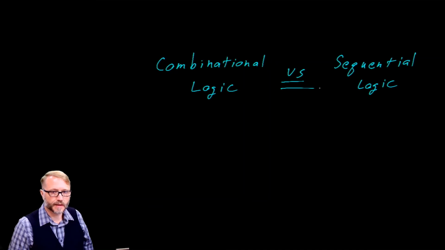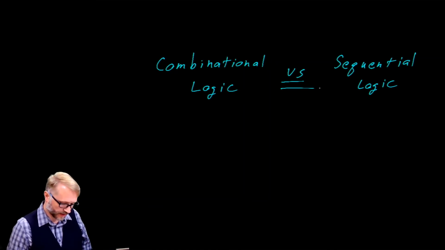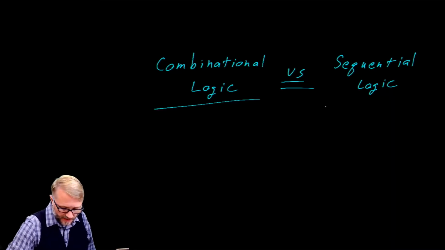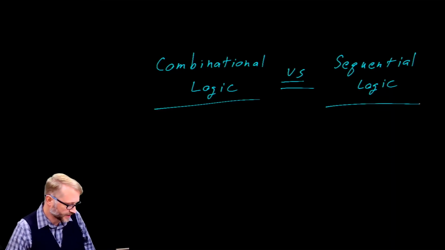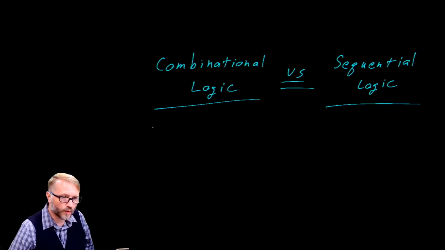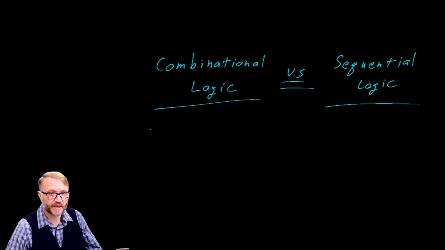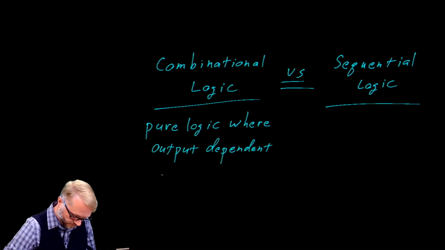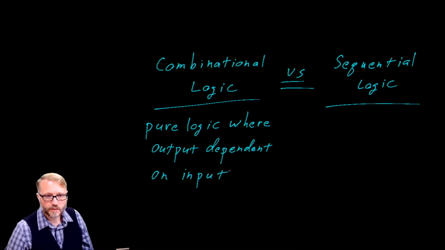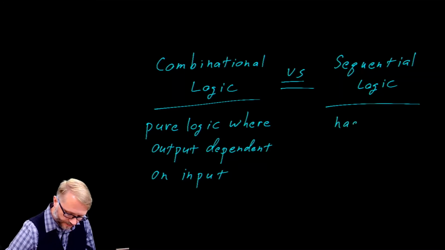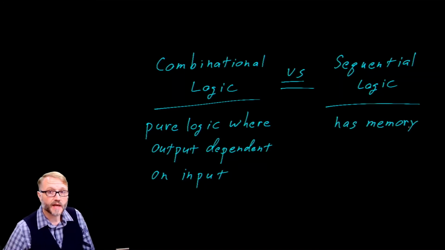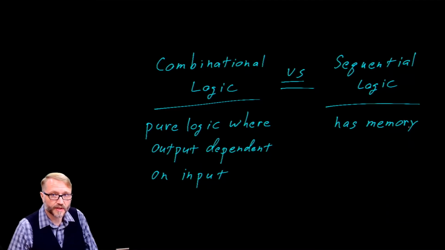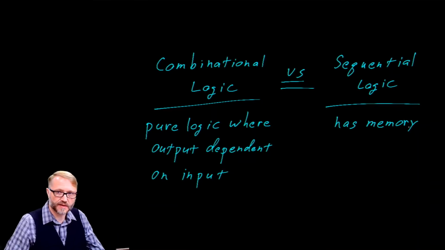Welcome back. Combinational logic versus sequential logic. Up until this point, we have been dealing with combinational logic. That is pure logic, where the output is completely dependent on what the inputs are. Today, we'll be moving to sequential logic, which is logic that has memory. Which is to say, the output is no longer dependent only on the input, it's dependent on the input and the history of the past.